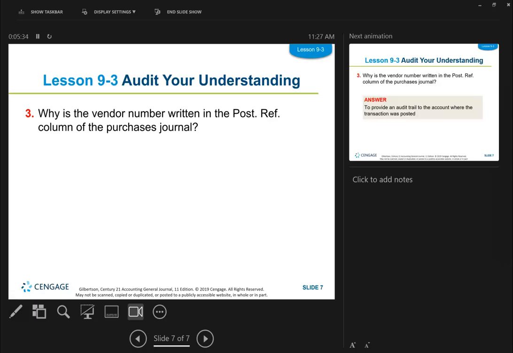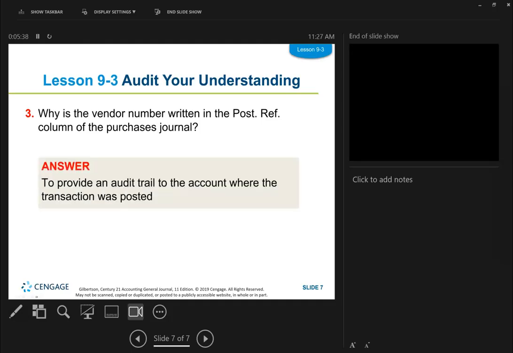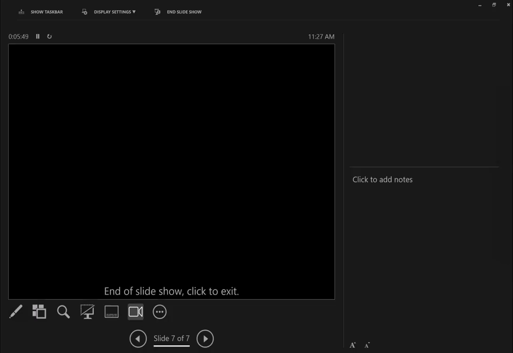Why is the vendor number written in the post reference column of the purchase journal? Again, creating that paper trail so you can trace back and find what individual vendor this related to.